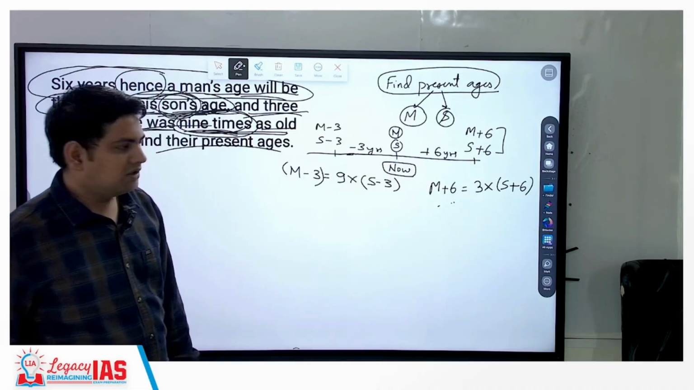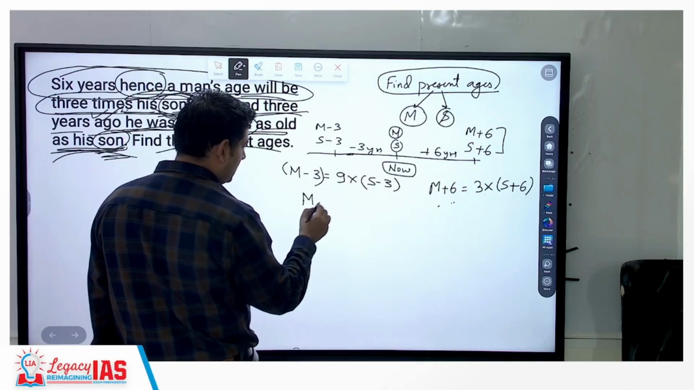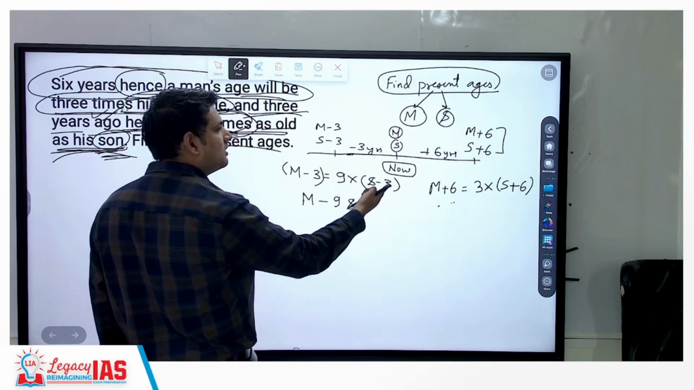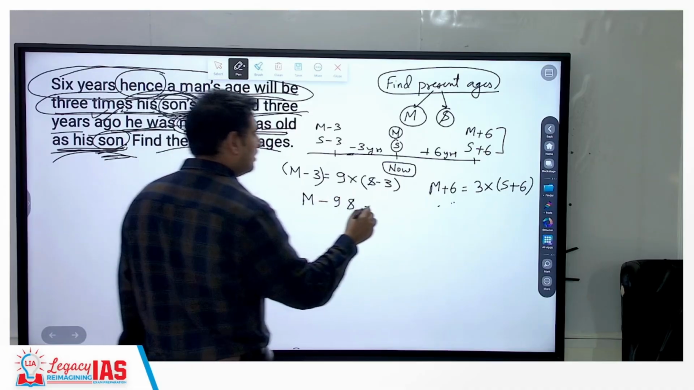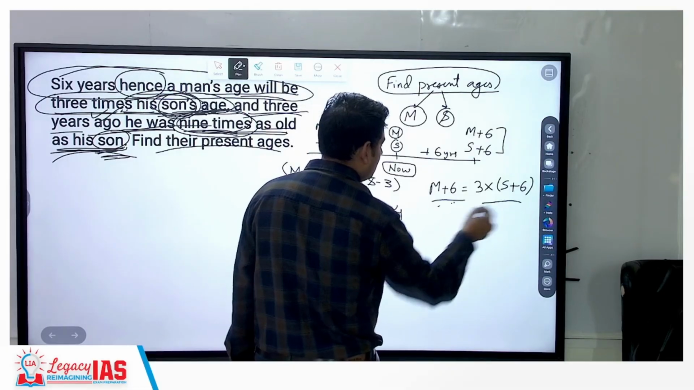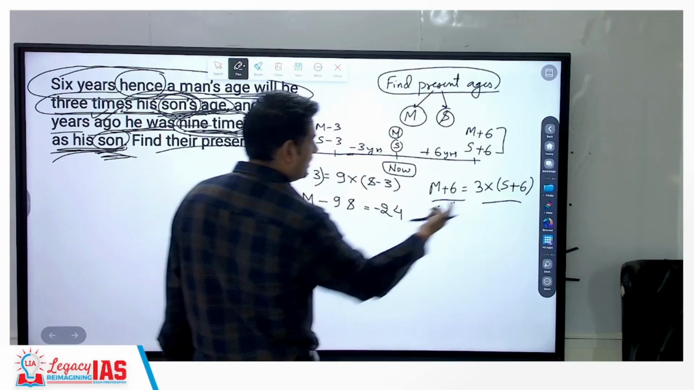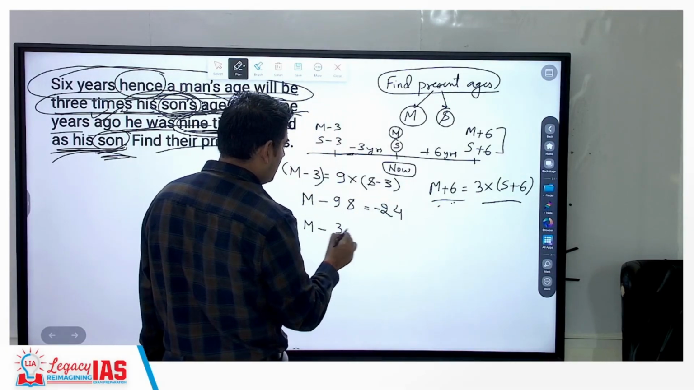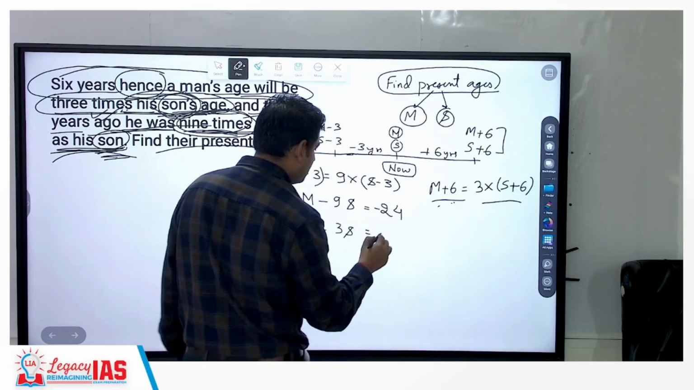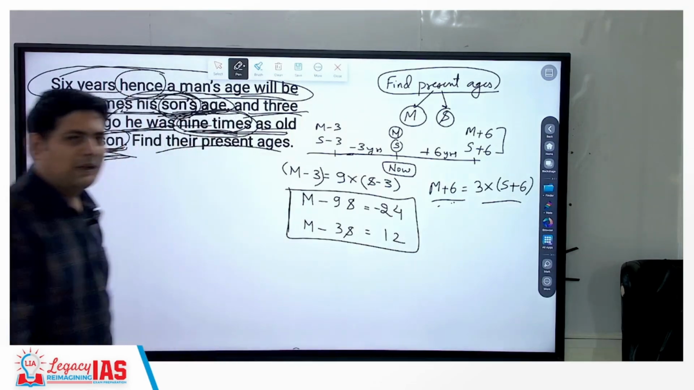Now these are your two equations. You can easily solve them. Let's say what you get: m minus 9s is equal to minus 27 plus 3, which becomes minus 24. This is your first equation. The second equation you can get from this: m minus 3s is equal to 6 3s are 18, 18 minus 6. That's it. You solve these two equations, you get your answer.